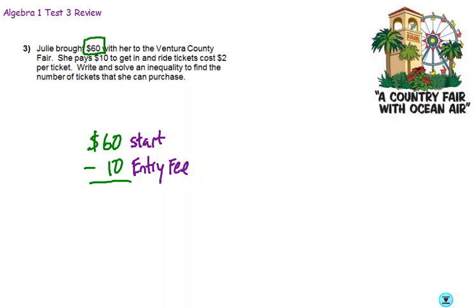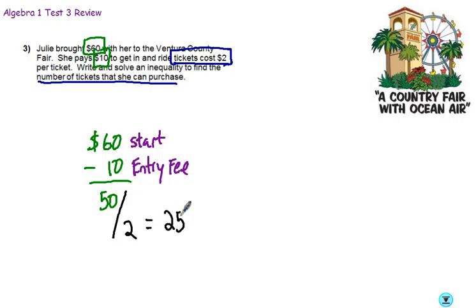And so that means that she's got 50 bucks left over. And then, what else does it say? Ride tickets cost $2. So tickets cost $2. And then the question is, how many tickets can she buy? So we want to know what's the number of tickets that she can purchase. Well, she's got $50 left over after she paid $10 to get in. If tickets cost $2, then the question is, how many can she do? Well, if it's $50 and $2 a ticket, that means that she can buy 25 tickets.